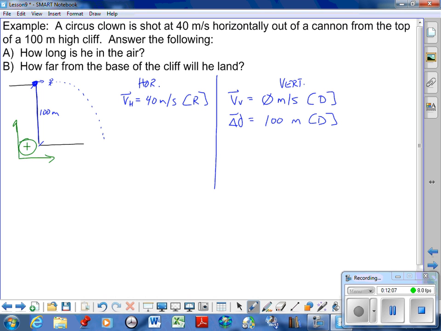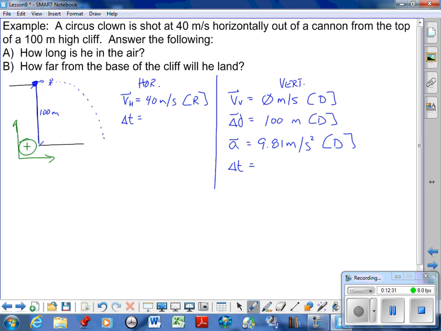So what else do I know? Well, vertically, I know that acceleration is going to be 9.81 meters per second squared down. They're not going to give me that in the question. That's just something I need to know. How long is he in the air? That's the unknown information. So it is the same for both horizontal and vertical. Delta t is the same.